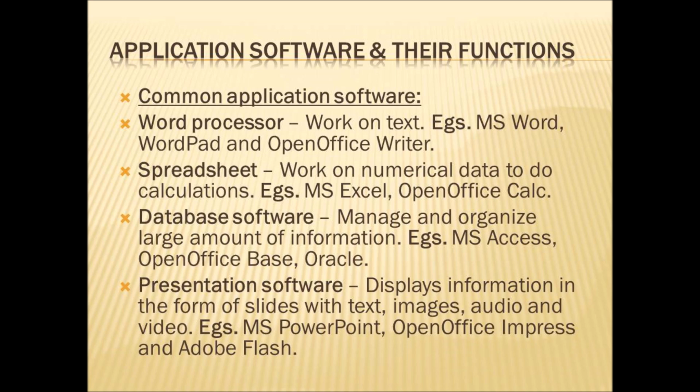Word processor is used to work with text. For example, MS Word, WordPad and OpenOffice Writer are word processors. Next one is spreadsheet. Spreadsheet is used to work on numerical data to do calculations. If we want to do any calculations, we can use the spreadsheet. For example, MS Excel, OpenOffice Calc. These are the software that we are using for calculations.